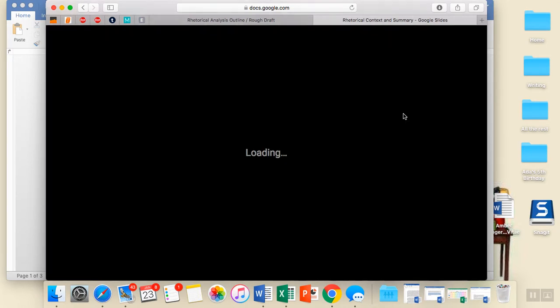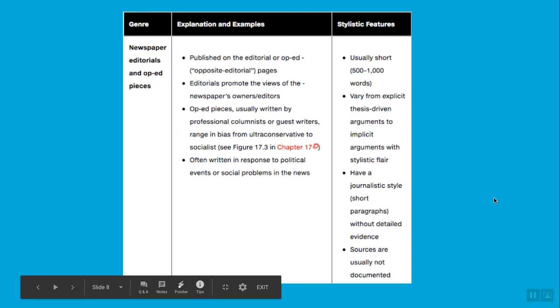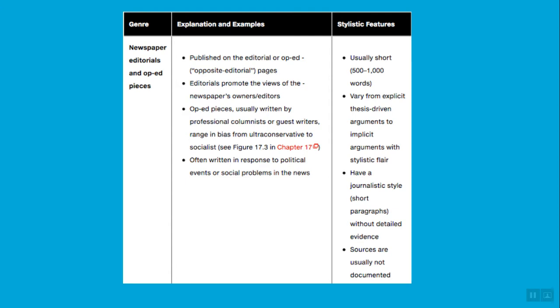Let me just blow this up so you can see it better. Sorry about that. This is from an old textbook that I had, but it does a really good job of showing how well your article that you picked fits into the general expectation of what an online editorial or a newspaper editorial should look like. Usually editorials are fairly short, around 500 to 1,000 words, although some of the articles that I picked are longer. Typically, they have very short paragraphs. Sometimes the paragraphs are only one sentence long.